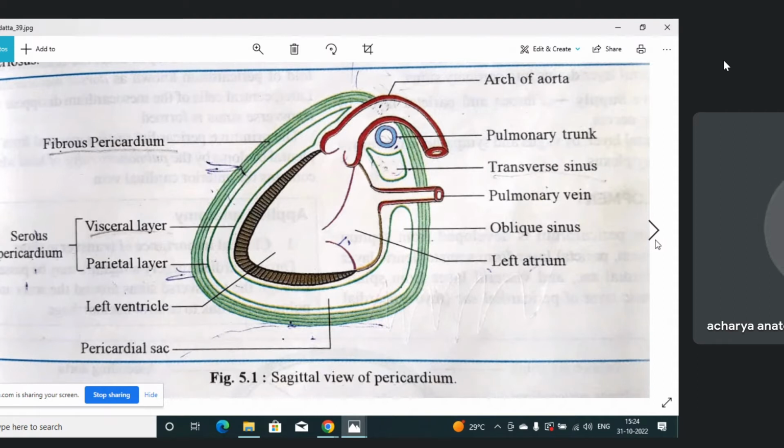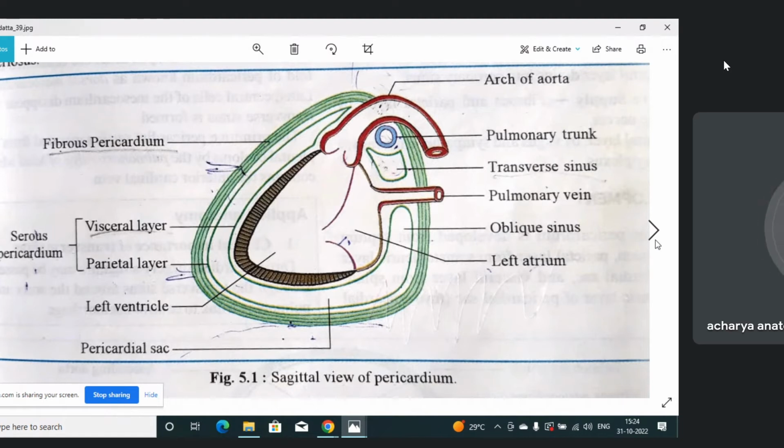And students, whenever we cut here, suppose we cut the fibrous pericardium. It is not only the fibrous layer that is cut; along with the fibrous part, the parietal layer also gets cut, two layers, because it is closely attached to the inside. So outside is fibrous pericardium, inside is the parietal layer of the serous pericardium. Whenever we cut this one, we get two layers, outside fibrous layer, inside parietal layer. Okay.